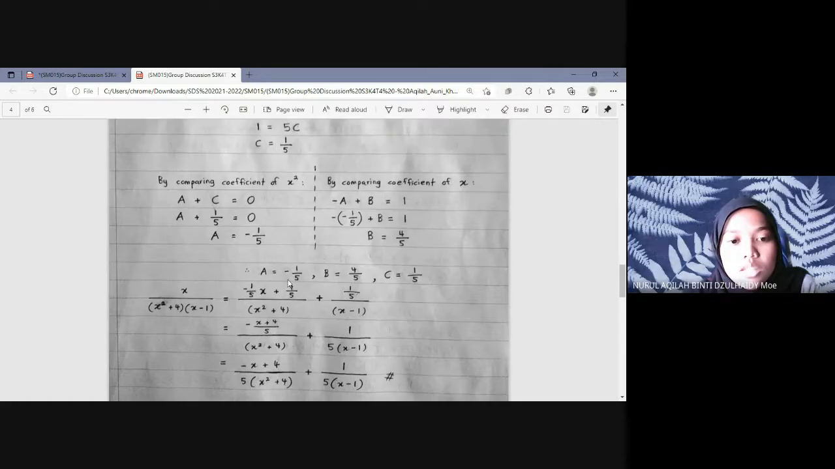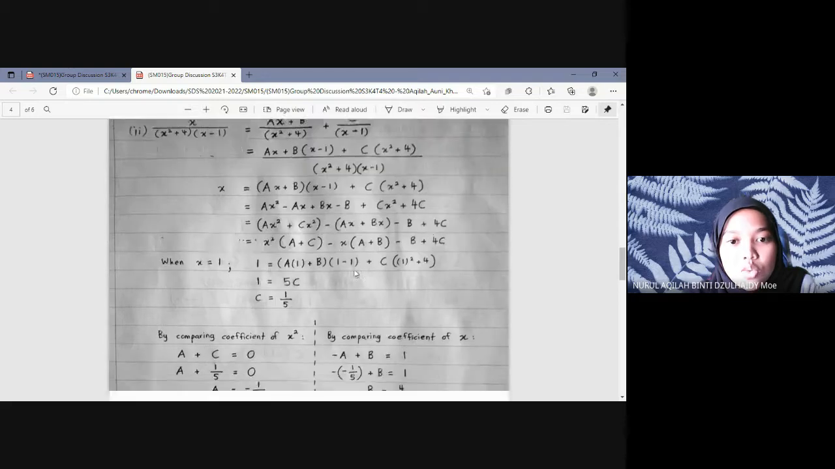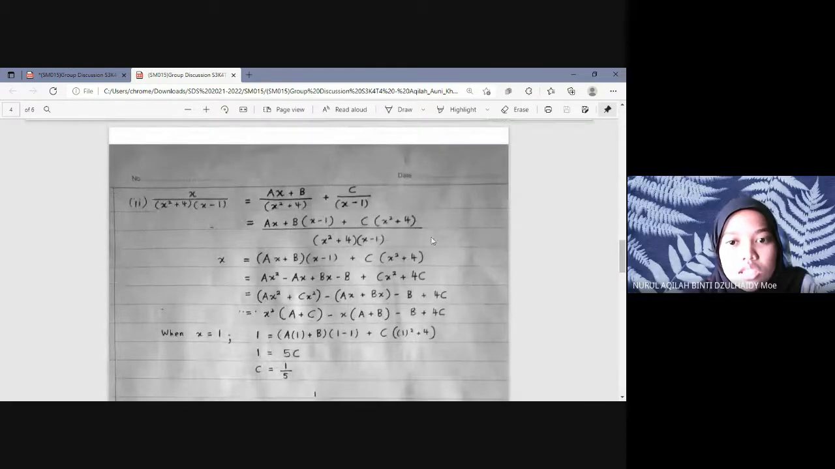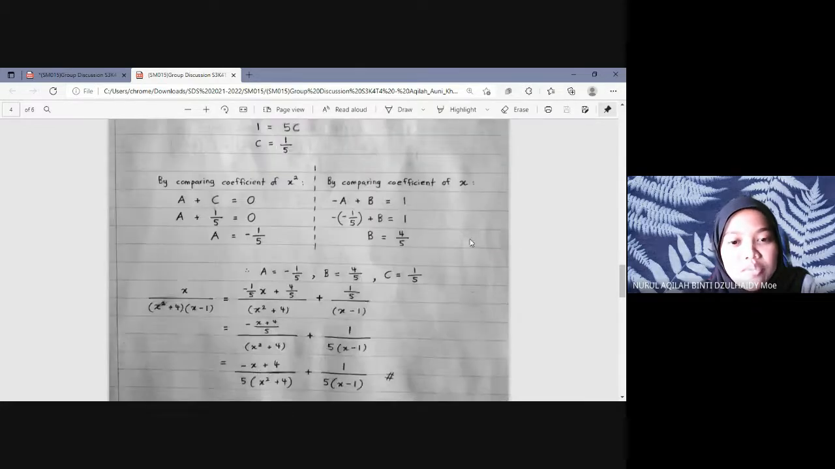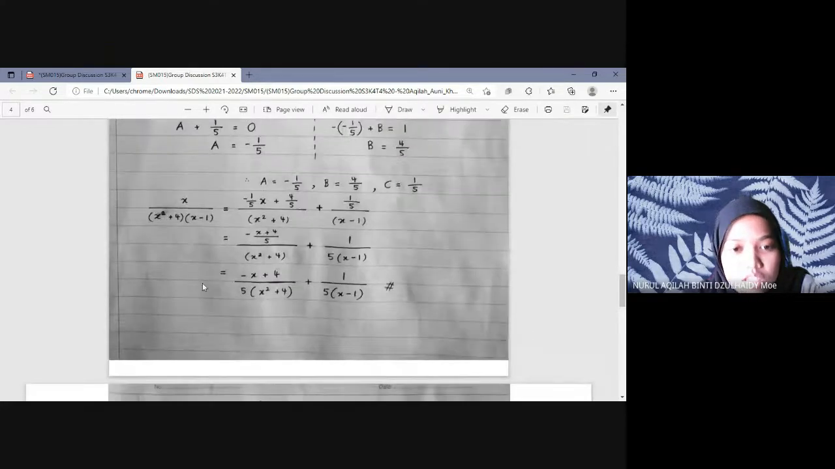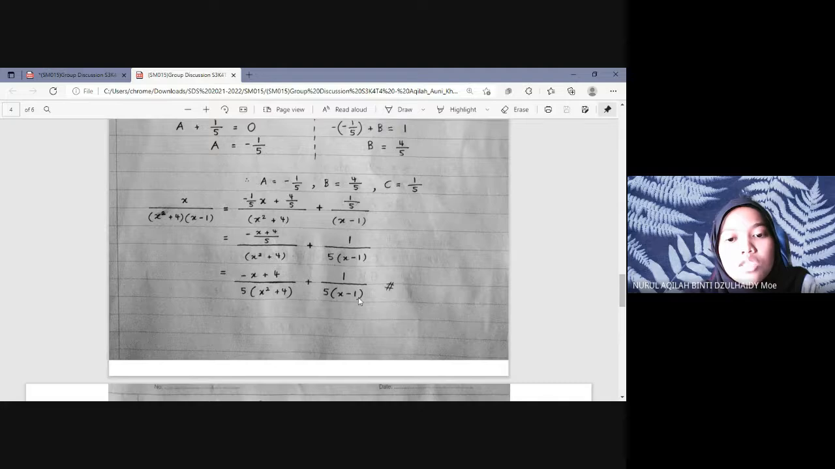So I substitute all of these values into this equation, and then my final answer is negative x plus 4 over 5 times x squared plus 4, plus 1 over 5 times x minus 1.